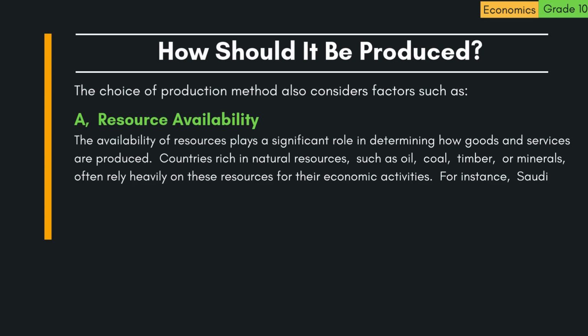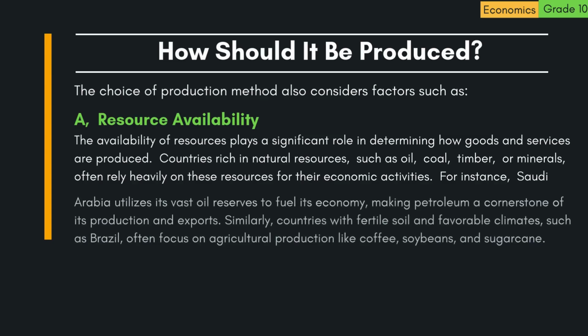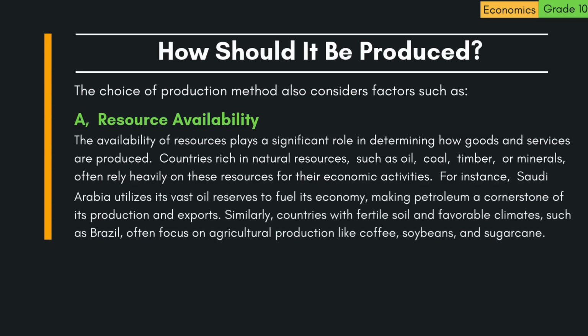Countries rich in natural resources, such as oil, coal, timber, or minerals, often rely heavily on these resources for their economic activities. For instance, Saudi Arabia utilizes its vast oil reserves to fuel its economy, making petroleum a cornerstone of its production and exports. Similarly, countries with fertile soil and favorable climates, such as Brazil, often focus on agricultural production like coffee, soybeans, and sugarcane.